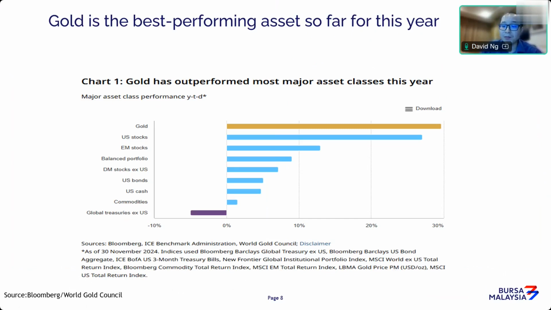Now, it's even performing better than US stocks. You have seen how the US Dow Jones, Nasdaq, and even S&P 500 have performed this year. They did tremendously well as well, but gold still continues to outshine. The only thing that is underperforming is mainly commodities. Commodities here refers to other types of commodities, mainly your energy sectors, your crude oil, or to a certain extent your grains like soybean, wheat, and corn. These are the things that tend to underperform, and obviously treasuries as well.